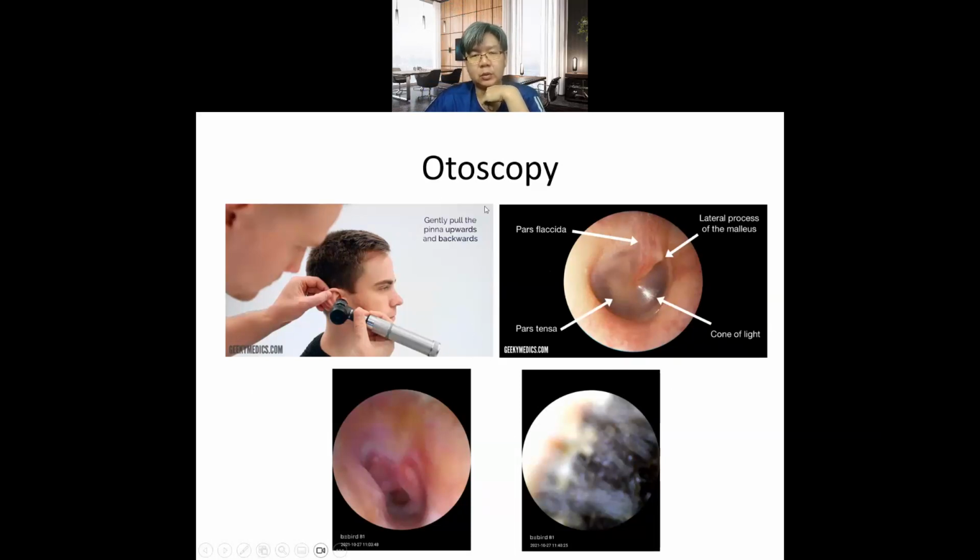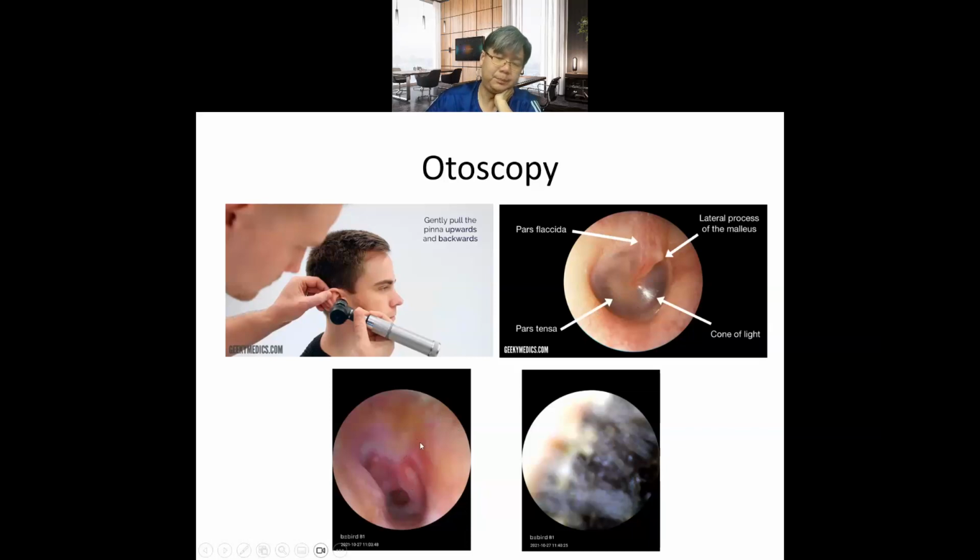So the OHD, when we see the case, will do an otoscopy examination. The reason for this is to make sure there's no anatomical defect in the ear that can affect the audiometry result. This is a normal tympanic membrane. You can see it's a very nice normal tympanic membrane. You can see the malleus bone in the middle ear. This one is the external ear. This is the tympanic membrane. Typically, it's a little bit bulging with a very nice cone of light.